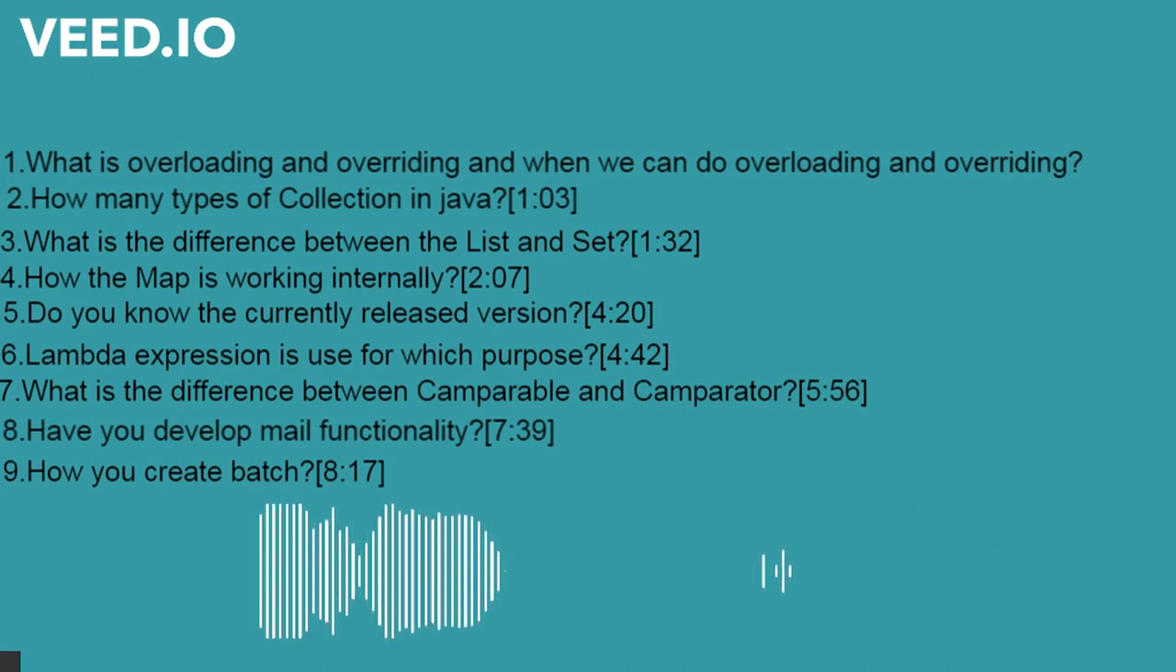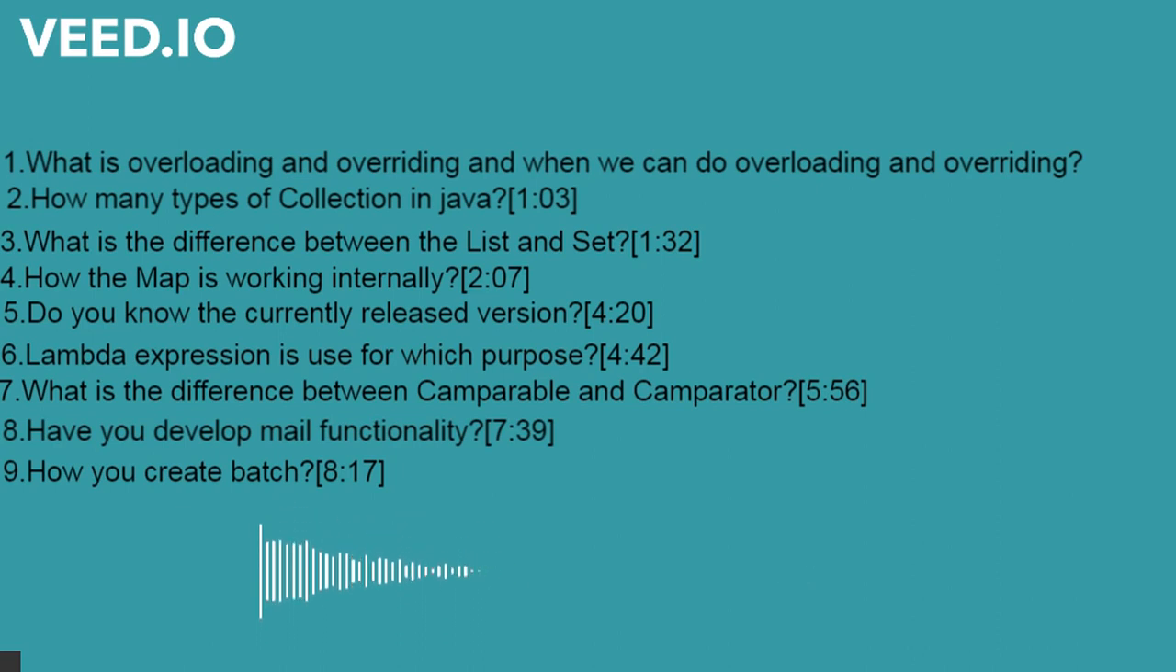Okay. In the collection, how many types of collection are there in Java? Can you give me some? Yeah, so we have list, we have map. Map is not a collection, but we consider it in collection only. And we have set, list, set.